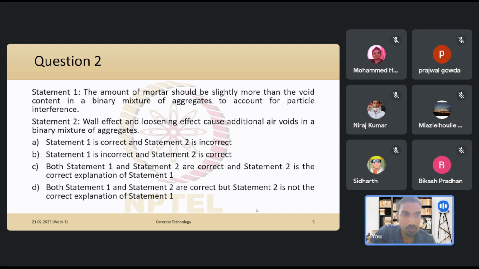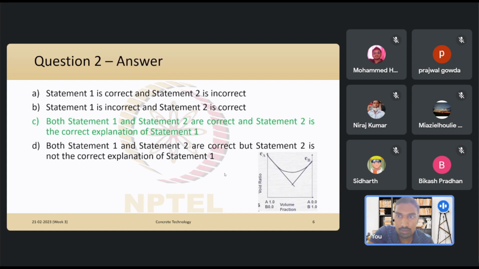Okay, we have 3 votes for option C and 1 vote for option A. Okay, so let's take a look at the right answer. So the right option is option C. Both the statements are correct and the second statement is also the correct explanation for statement 1.